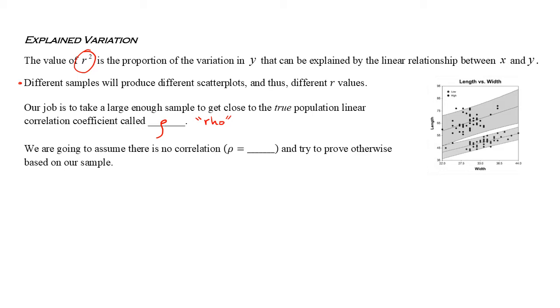And so what we can do is some hypothesis testing with our sample statistic R, and use that to determine whether or not there's a correlation. In other words, we want to do hypothesis testing with some assumption about rho. So we're going to assume that there's no correlation, that rho is equal to 0. And if we're doing a hypothesis test, then we want to try and prove otherwise based on our coefficient R that we've computed from our sample data.